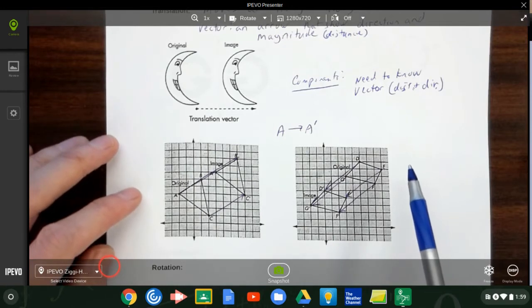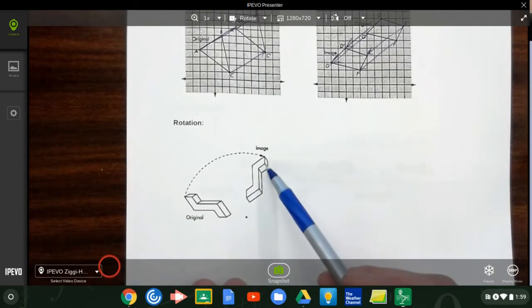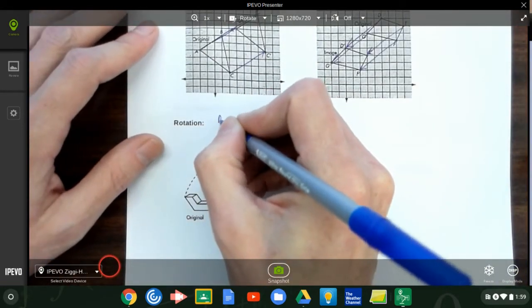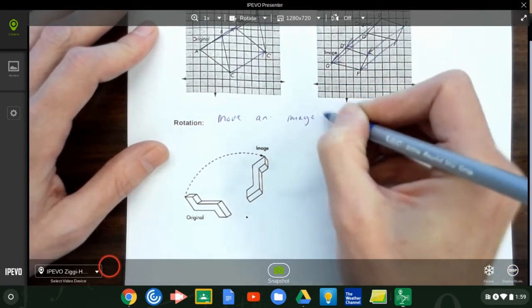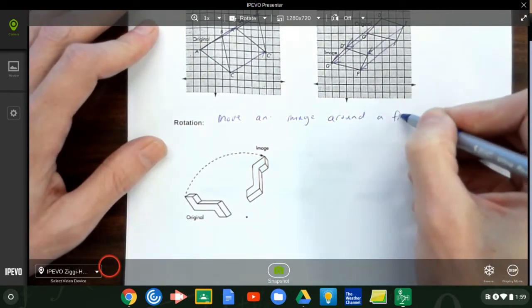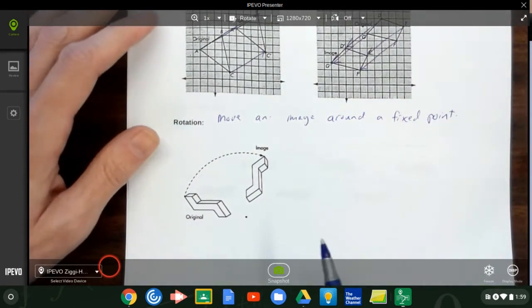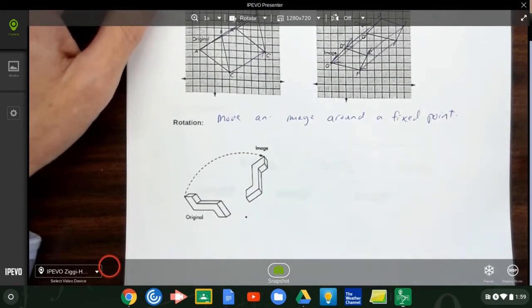How about our next one? A rotation. Rotations you're used to. It's just turning. So a rotation moves an image around a fixed point. That's what we mean by rotating our image. Now, there are some things that we're going to talk about with rotations, how they're different, and things that we can change and look at.